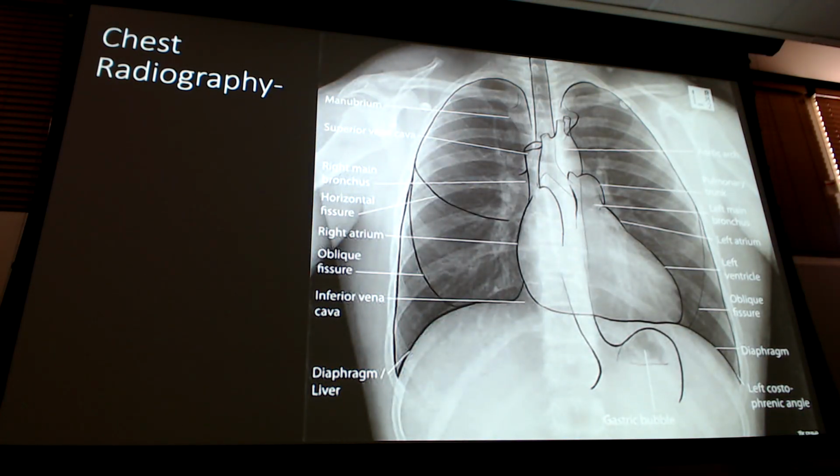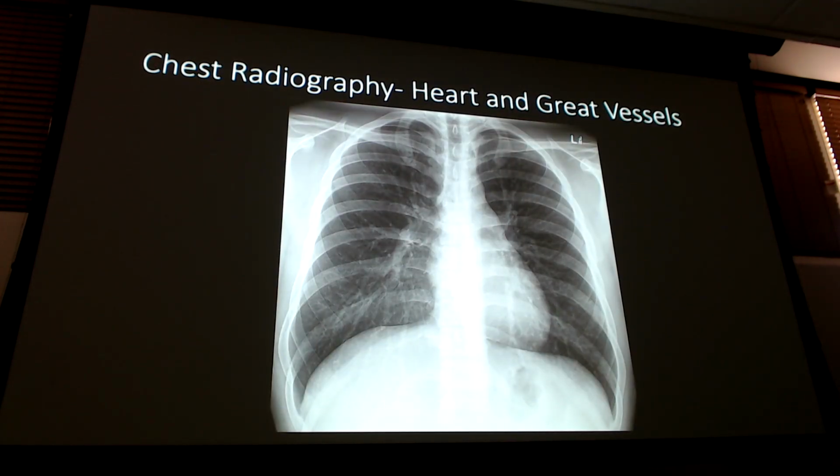There's your normal one again. Lots of different normals for you guys to refer back to and look at. And another one, so slide 51 is a non-labeled normal for you guys to go back to and use for your heart and great vessels, okay? So let's go over this a little bit. Once again, right atrium, pulmonary vasculature, so aortic knob right here, pulmonary vasculature, left atrium, left ventricle, everything over here, boom, boom, boom, boom.